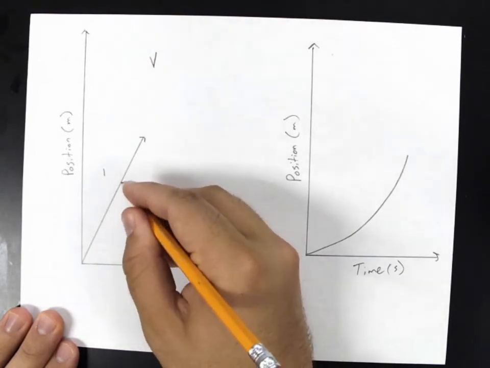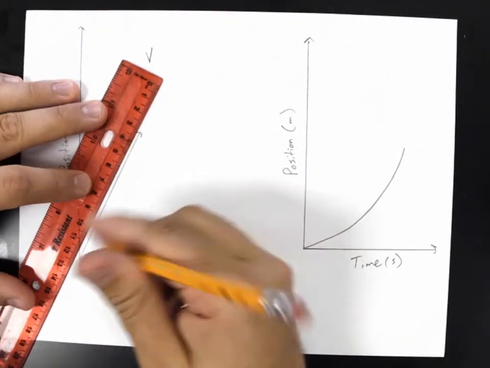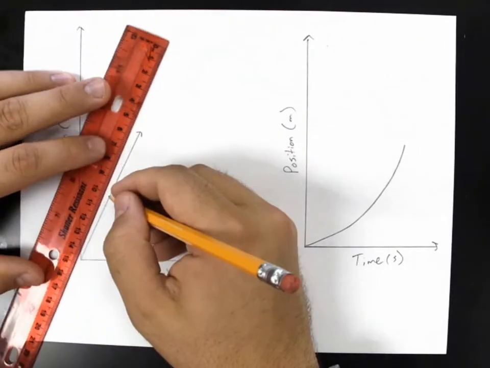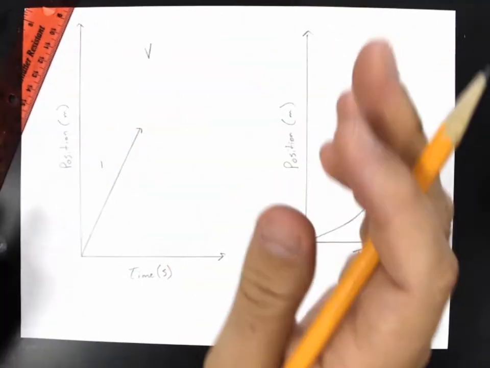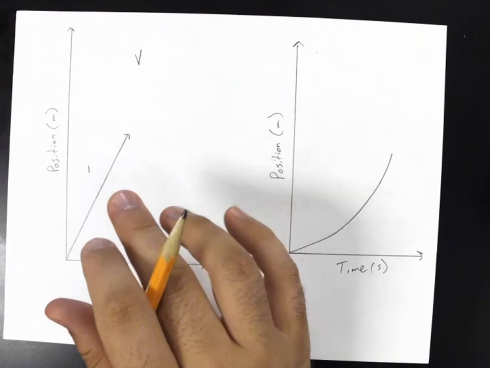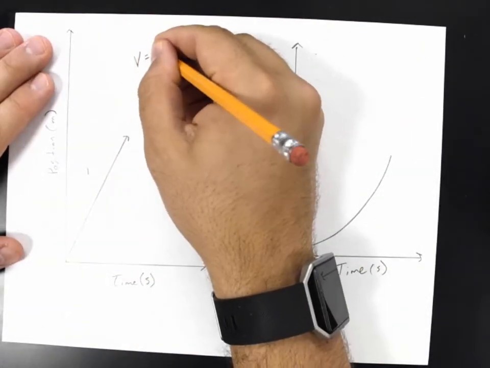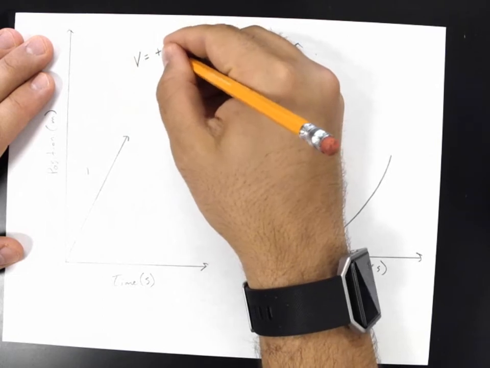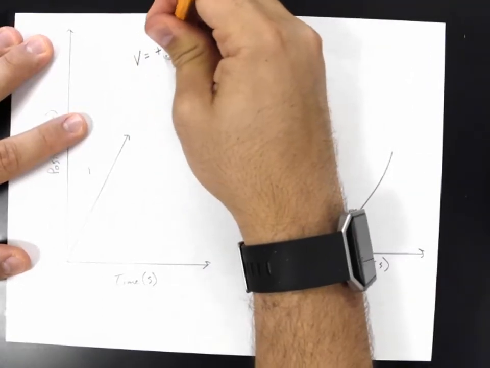Because this is a straight line. This is a flat straight line. The slope is the same here as it is right here, as it is all the way up to however far we go. So this has a positive speed, let's say positive velocity. That's a little bit more accurate.